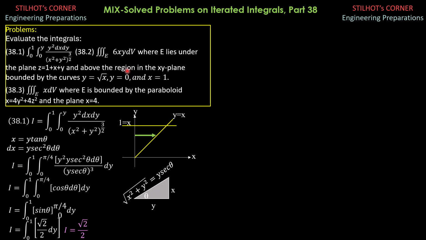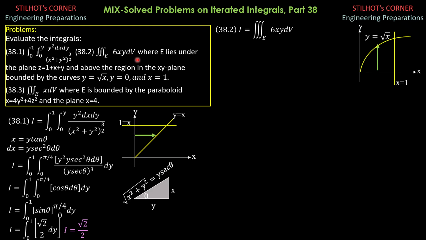Then 38.2, the integral of 6xy dV, where E lies under the plane z equals 1 plus x plus y and above the region in the xy plane bounded by the curves y equals square root of x, y equals 0, and x equals 1. To help analyze, dV is, of course, differential x, differential y, differential z, but we arrange the differentials into dz, then dy, dx.